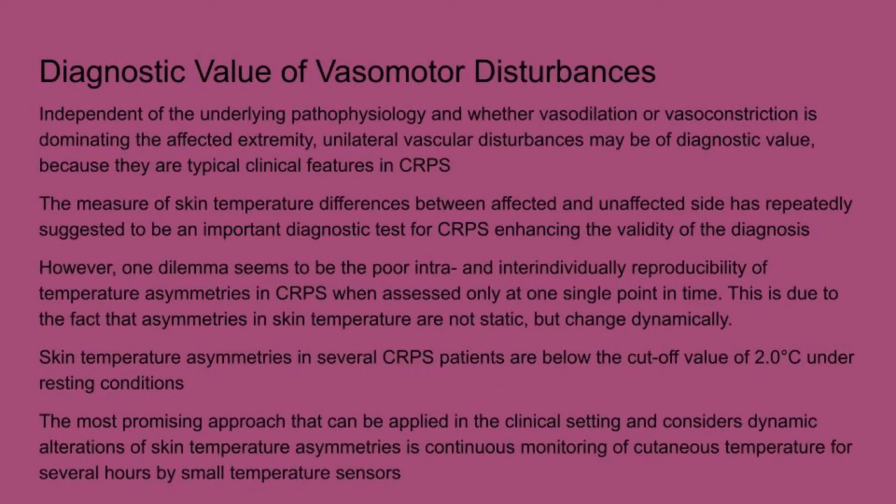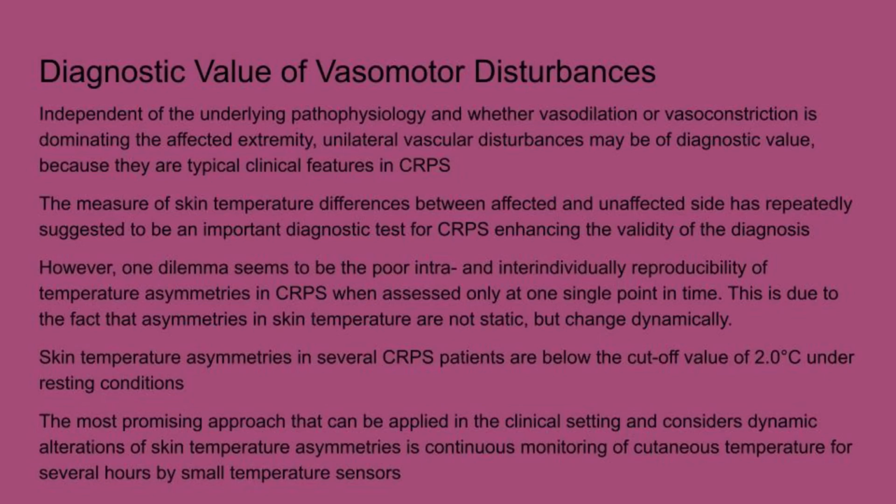What is the diagnostic value of these vasomotor disturbances? Independent of the underlying pathophysiology and whether vasodilation or vasoconstriction is dominating the affected extremity, unilateral vascular disturbances may be of diagnostic value because they are typical clinical features in CRPS. The measure of skin temperature differences between affected and unaffected sides has been repeatedly suggested to be an important diagnostic test for CRPS, enhancing the validity of the diagnosis.